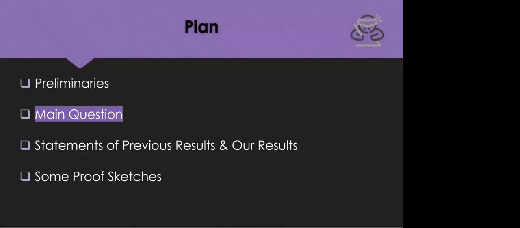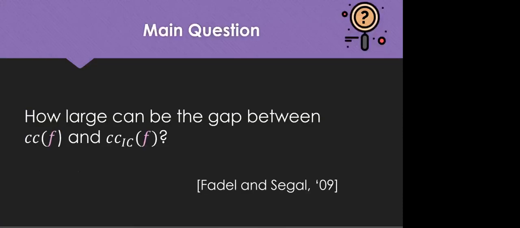Now we are ready to present the main question this paper revolves around. And the question, which was raised by Fadel and Segal in 2009, is how large can be the gap between computing the social choice function and computing the function and its payments. In other words, how large can be the overhead of payment computation?